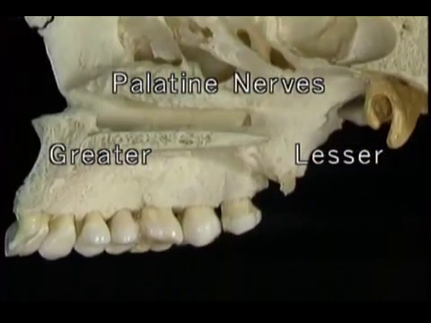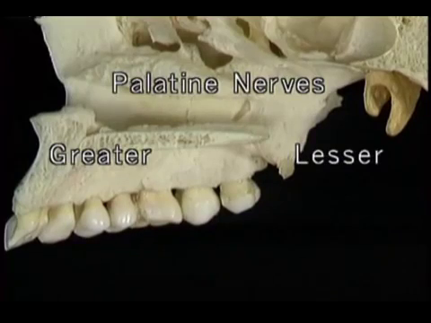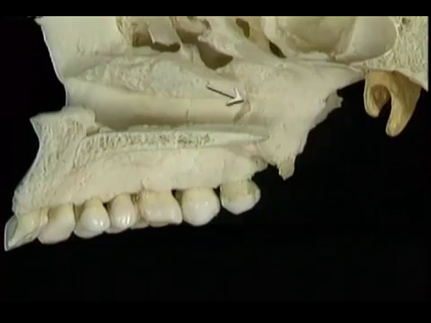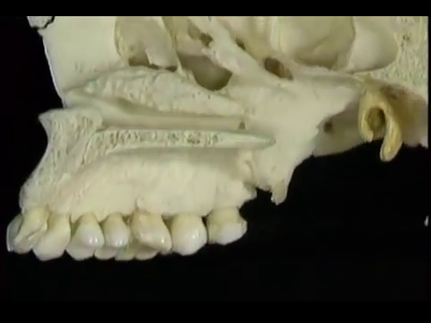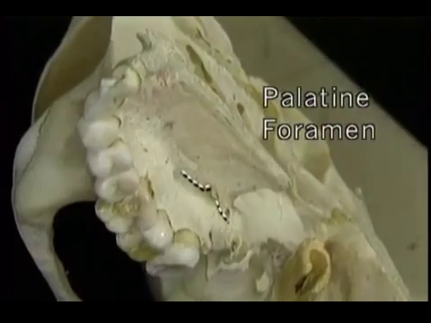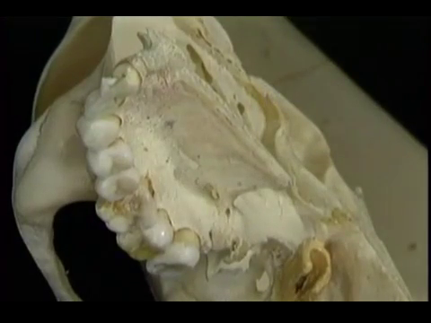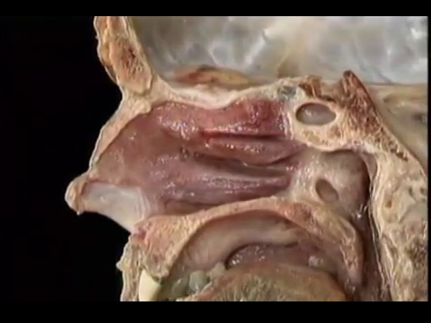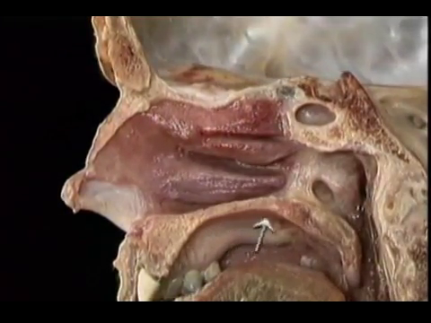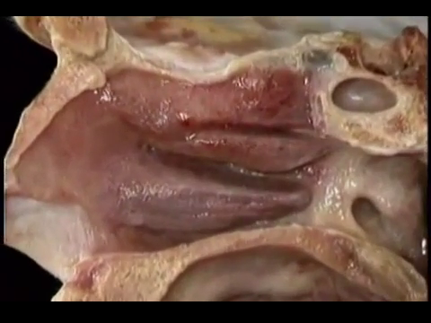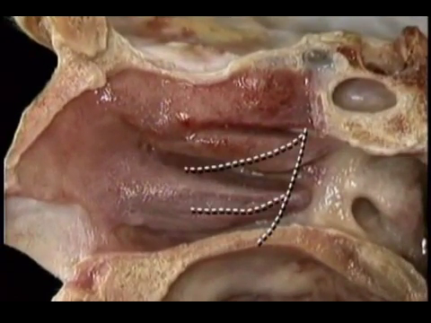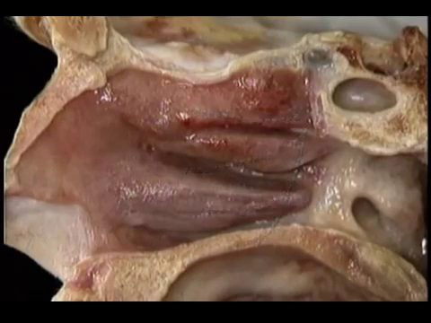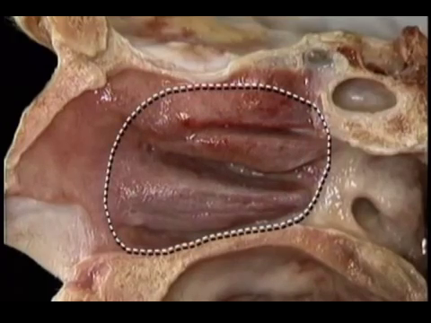Two palatine nerves, the greater and lesser, arise from the maxillary nerve and run down through a bony tunnel that's been partly opened here. The palatine nerves emerge here through the palatine foramen. The palatine nerves provide sensation to the palate from here to here. In addition, the greater palatine nerve has nasal branches. Together with nasal branches from the trunk of the maxillary nerve, these supply this part of the lining of the nasal cavity.